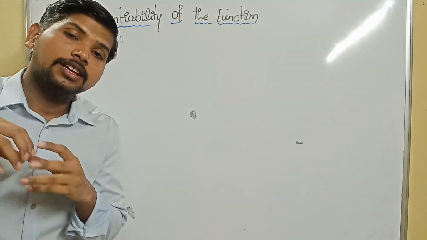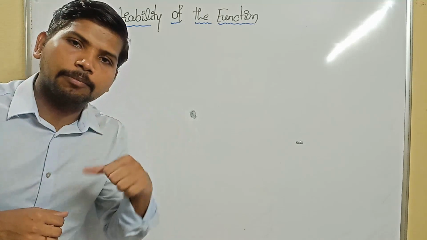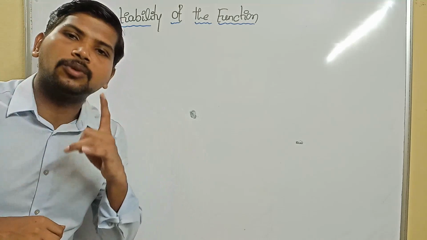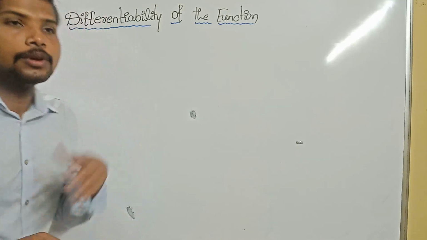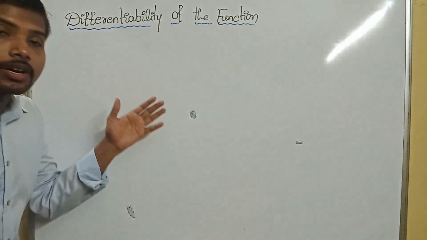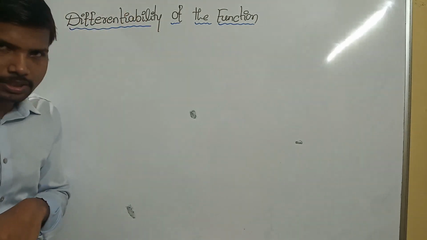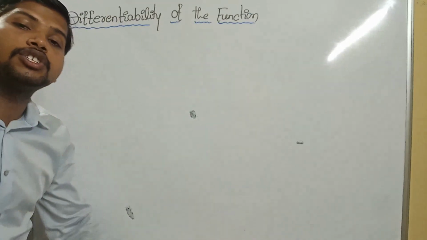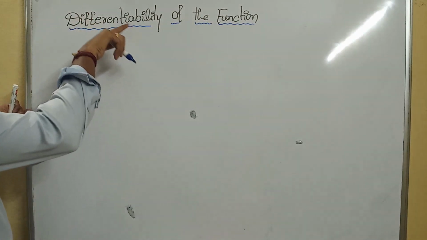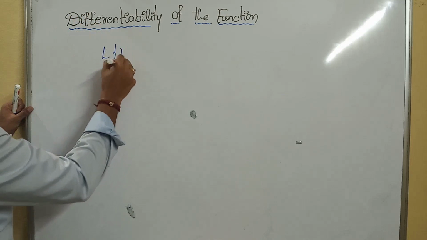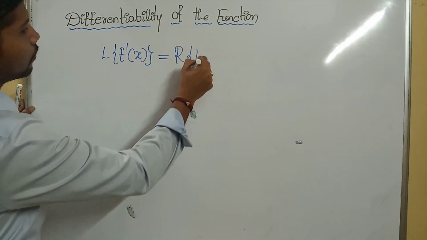Like in continuity, when LHL equals RHL and equals the value of the function at that point, only then do we say it is continuous. In a similar manner, in this video, when the given function is differentiable, that is differentiability of a function. A function is differentiable when L of f dash of x is the same as R of f dash of x.